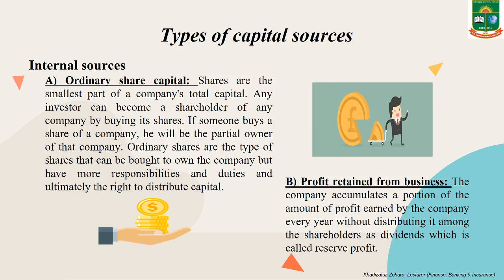And the second form of internal source is profit retained from earnings, or retained earnings. The company accumulates a portion of the profit earned every year without distributing it among the shareholders as dividends, which is called reserve profit.